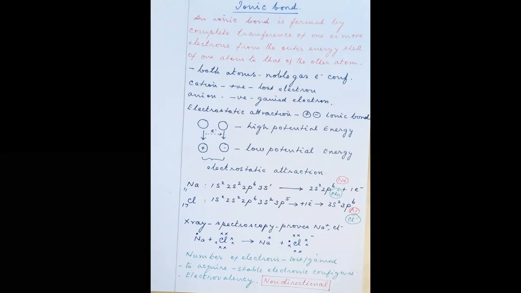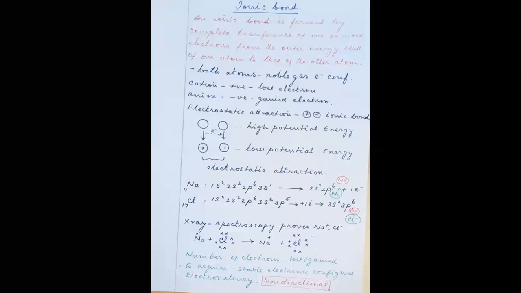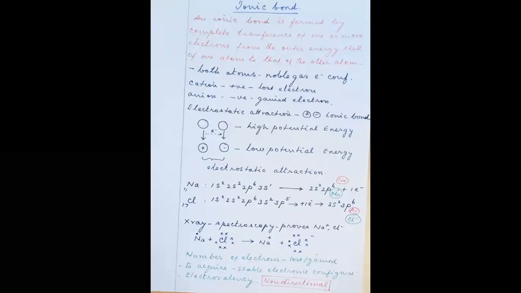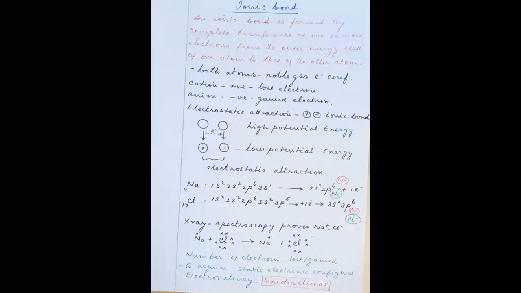So the number of electrons lost or the number of electrons gained to attain the stable electronic configuration is called electrovalency. And also, if you take a chloride ion, the minus charge is found all around the chlorine atom. If we take a sodium plus ion, the plus charge is found all around the sodium plus ion.